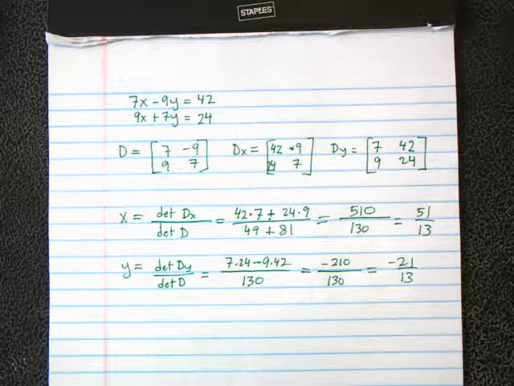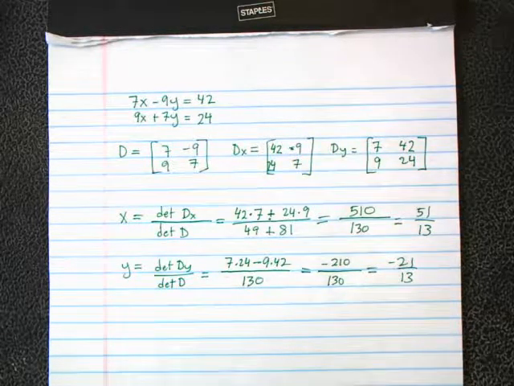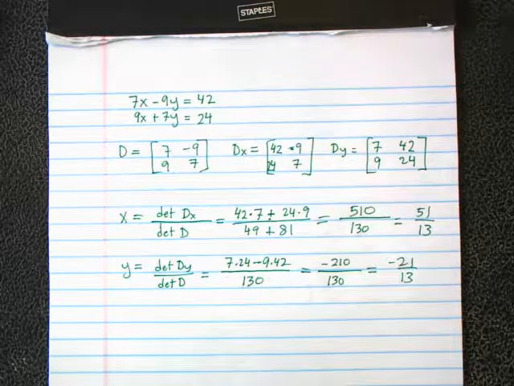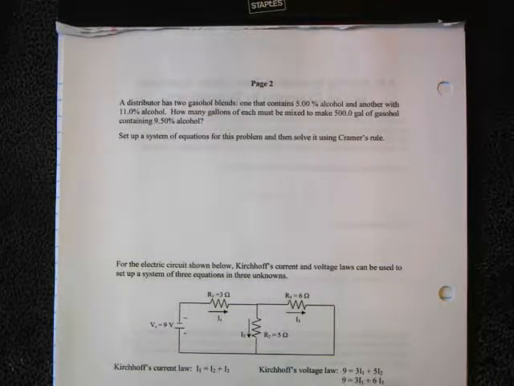Questions on that? One that contains 5% alcohol and another with 11% alcohol. How many gallons of each must be mixed to make 500 gallons of gasohol containing 9.5% alcohol? All right, so we've seen problems like this before where we have mixture problems. We need to set up a system of equations, and that says use Cramer's rule.